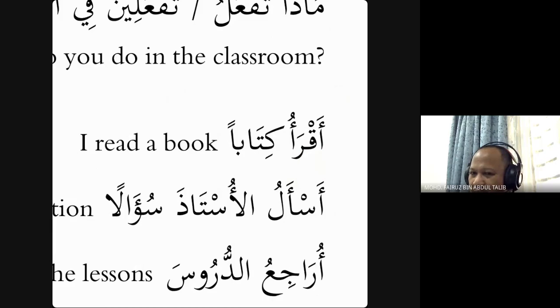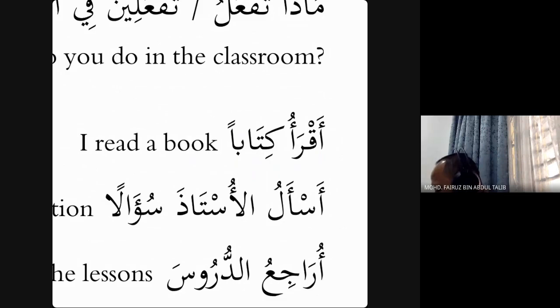It can be in either simple present or present continuous, depending on the context. Aqra'u, I read. What do you read? You can change this to any other words. Aqra'u kitaban. What is the word kitab? We have learned the word kitab. Book, sir. Yes. So we say Aqra kitab. This part is again similar to what Abdullah asked just now. Why kitaban?